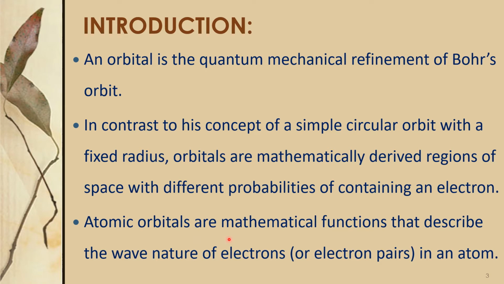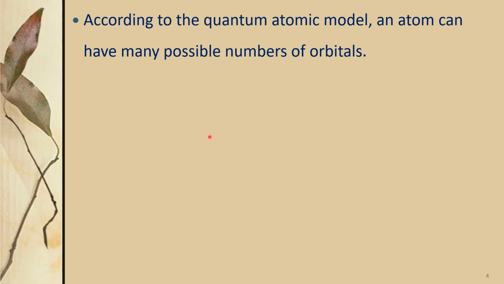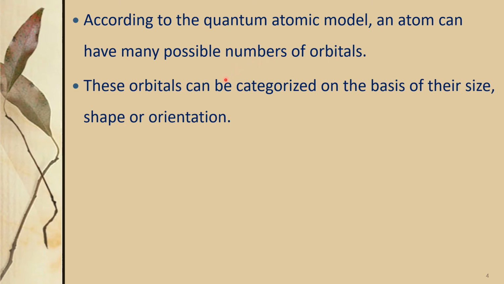Atomic orbitals are mathematical functions. I told you about this in the case of Schrodinger's wave equation. They describe the wave nature of electrons or electron pairs in an atom. According to the quantum atomic model, an atom can have many possible orbitals, depending upon the n, l, m values. These orbitals can be categorized on the basis of their size, shape and orientation. Size n, shape l, orientation m.